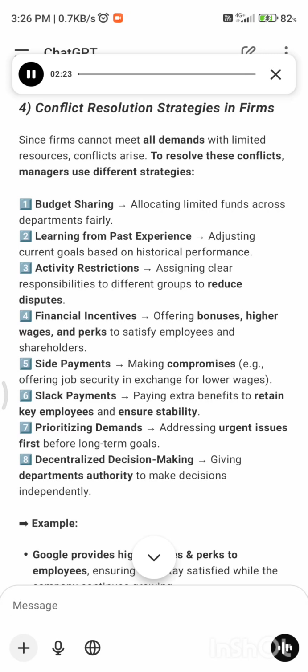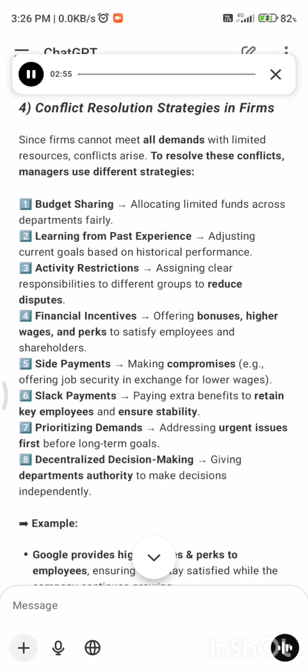To resolve these conflicts, managers use different strategies. 1. Budget sharing, allocating limited funds across departments fairly. 2. Learning from past experience, adjusting current goals based on historical performance. 3. Activity restrictions, assigning clear responsibilities to different groups to reduce disputes. 4. Financial incentives, offering bonuses, higher wages, and perks to satisfy employees and shareholders.